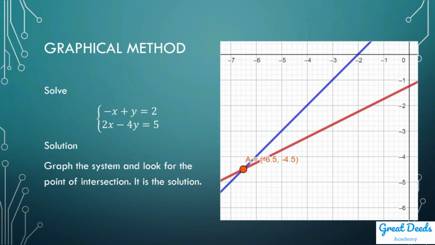So I sketched the graph and this is what I saw. This is their point of intersection. And so these would be the coordinates of the solution. That is our interpretation of the solution to a linear system. It is the point of intersection. And so in this case, the coordinates of your solution are negative 6.5 and negative 4.5.